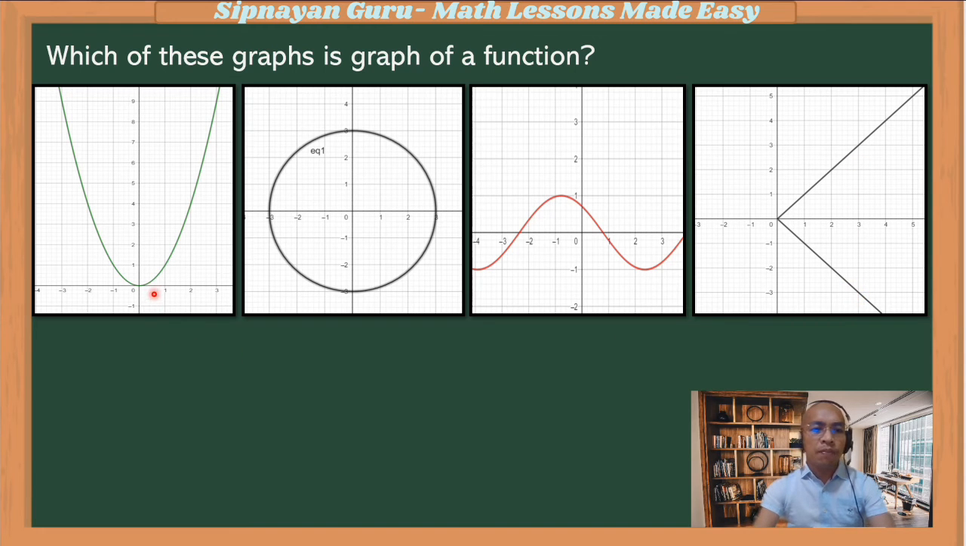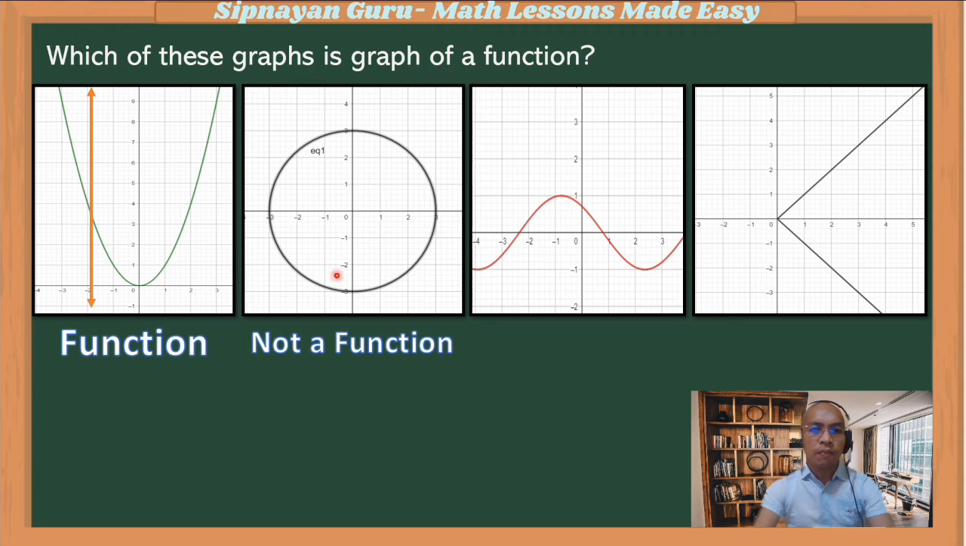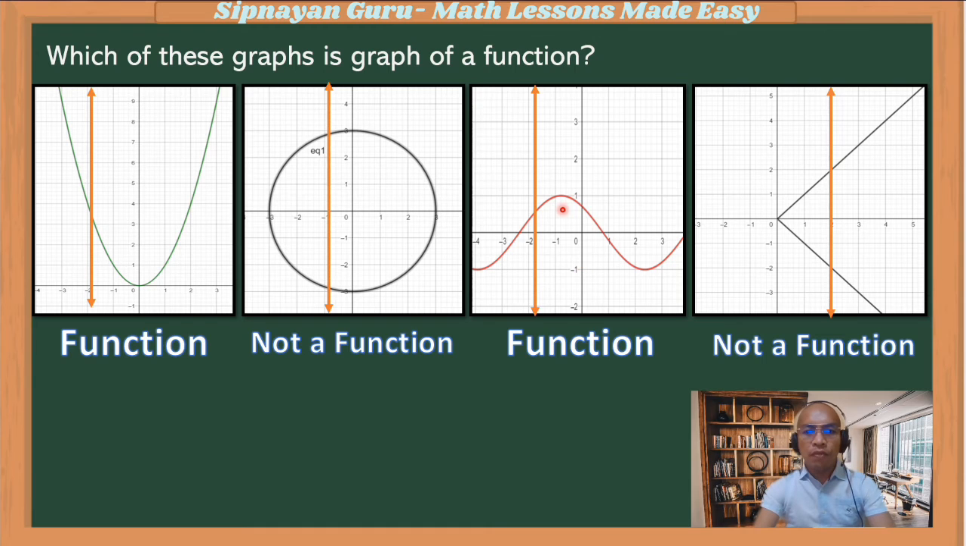So in this case, the first graph is a function. Wherever we draw a vertical line, it will only cross the graph of the relation once. On the second, this is not a function because if we draw a vertical line, it will cross the graph of the relation twice. Third is also a function, and fourth is not a function. A vertical line crosses the graph of the relation twice.